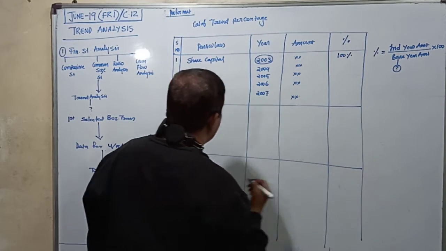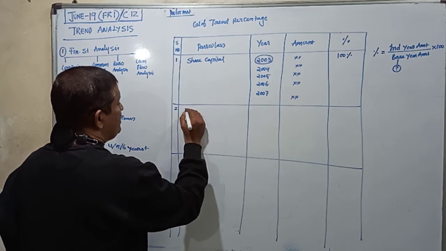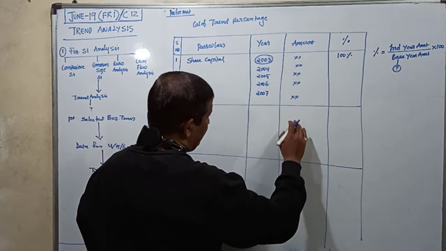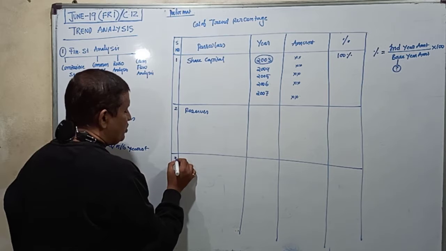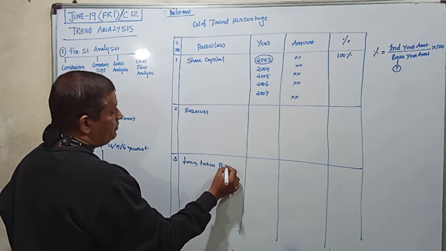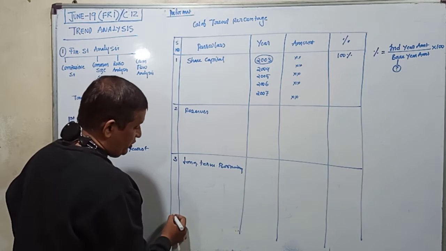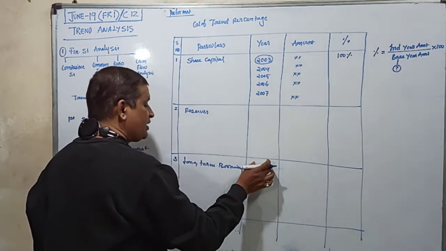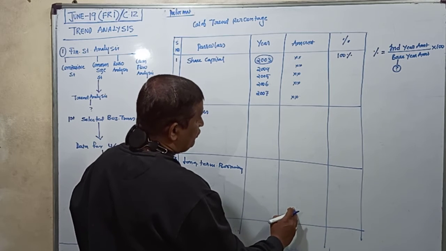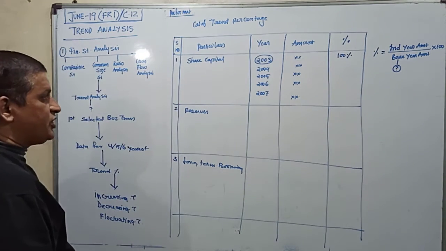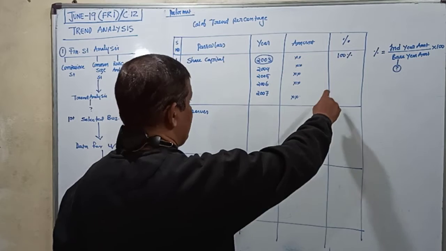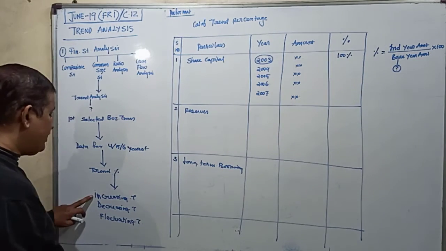Suppose the next transaction we have selected, transaction number 2, is reserves. Same thing, you take the data for the respective years, you take the amount and you calculate the percentage. Suppose the third transaction we took was long-term borrowings. Similarly, you take the years, you take the amounts for all the years and you calculate the trend percentage. So this is the proforma for calculating trend percentage.